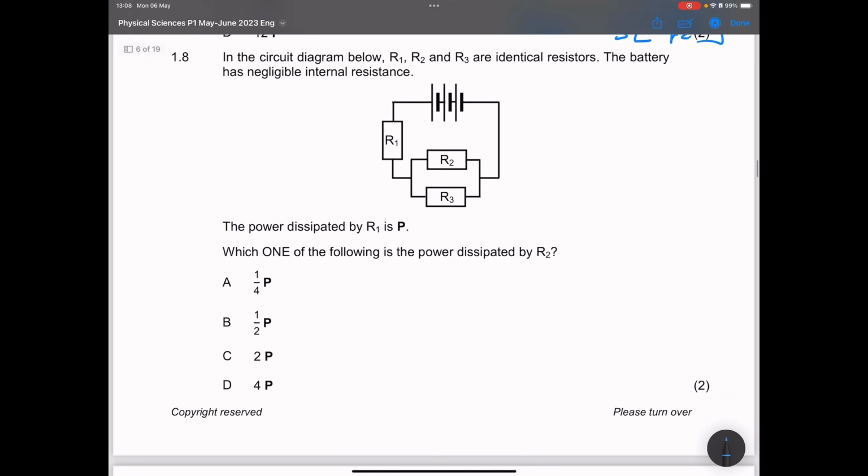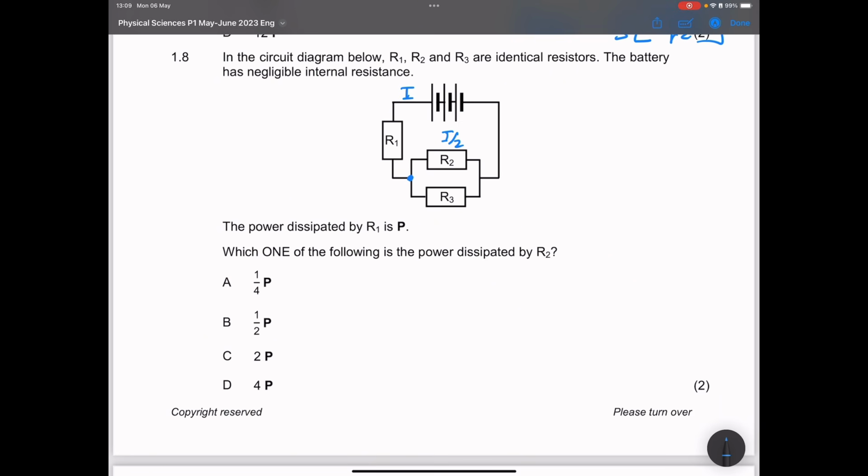Right, as we move right along, they say in the diagram below, we've got R1, R2, and R3, which are identical resistors. The battery has negligible internal resistance. So they say the power dissipated by R1 is P, okay? And they want to know which one of the following is the power dissipated by R2. Now remember, we've got identical resistors. So supposing I said to you, the current passing through them was I, right? So remember what's going to happen. Because they are identical resistors, the current passing through R2 would be I over 2, okay?